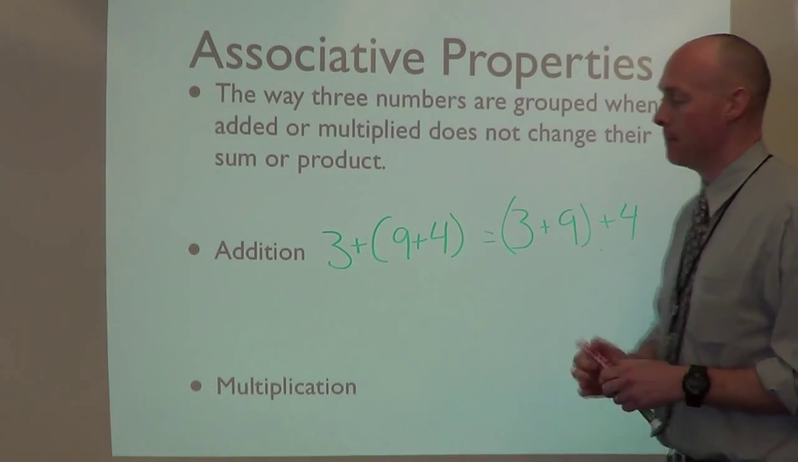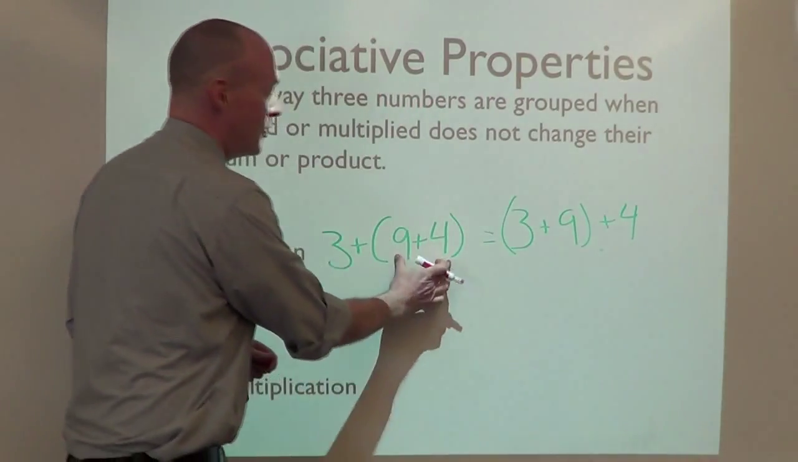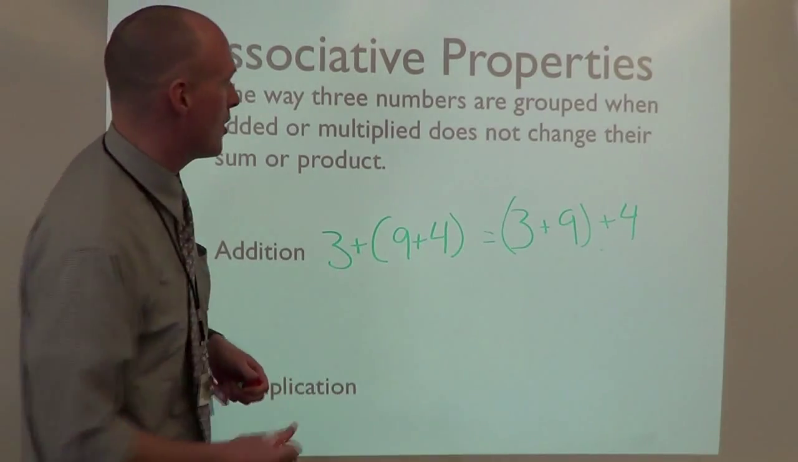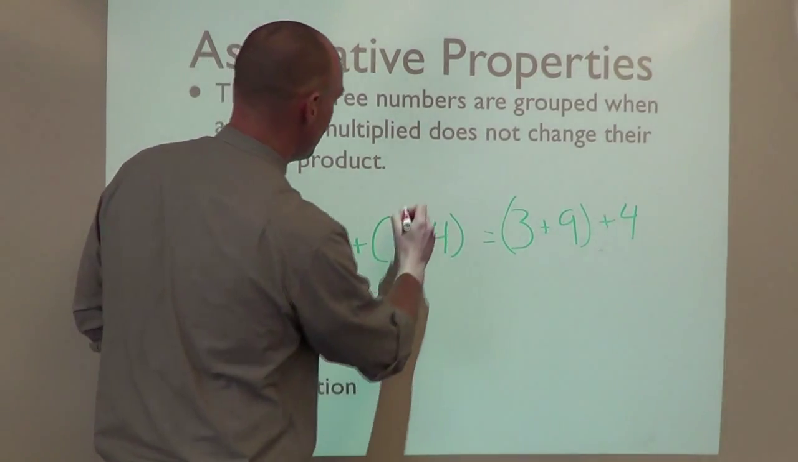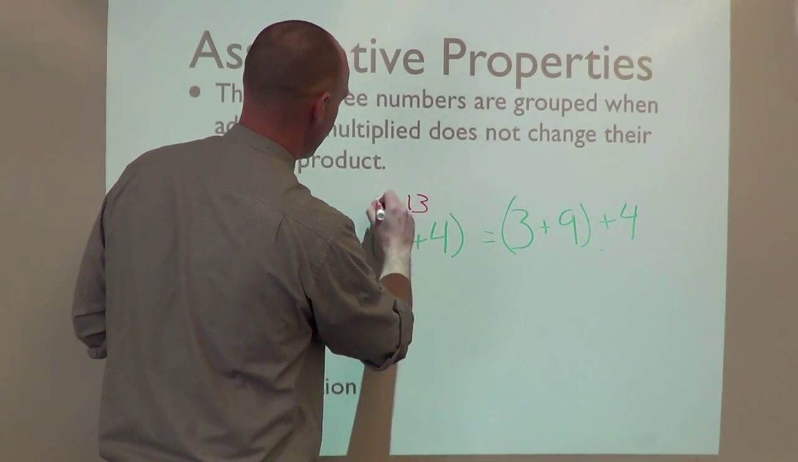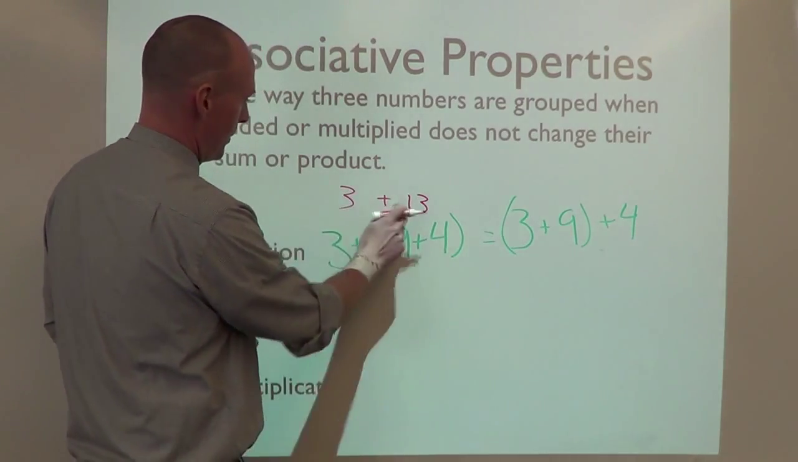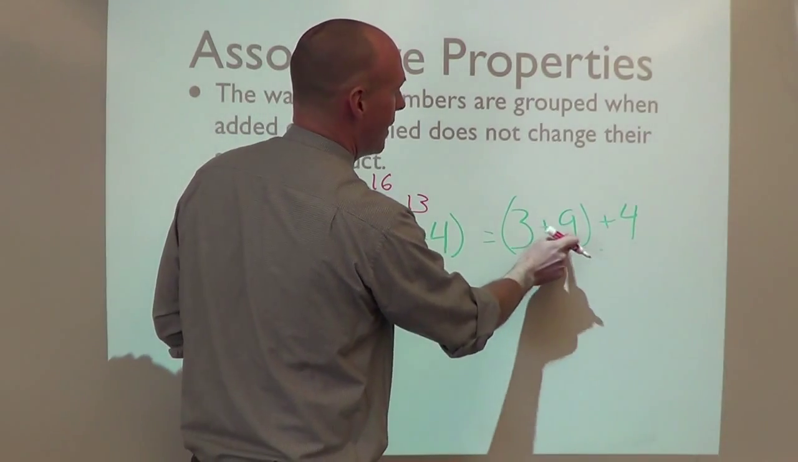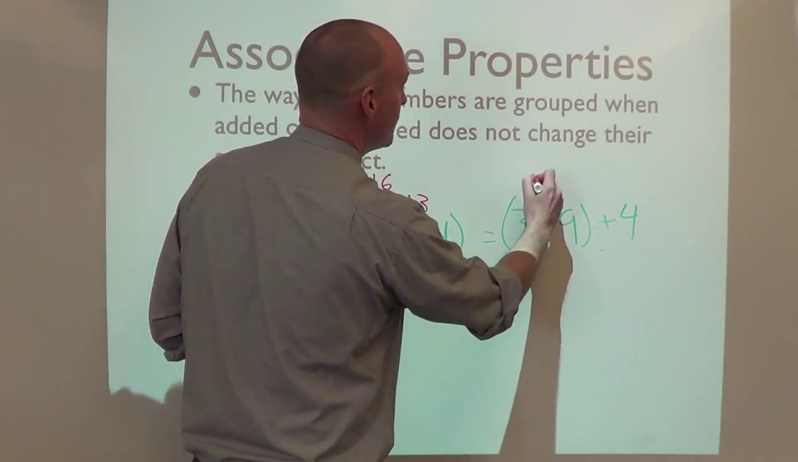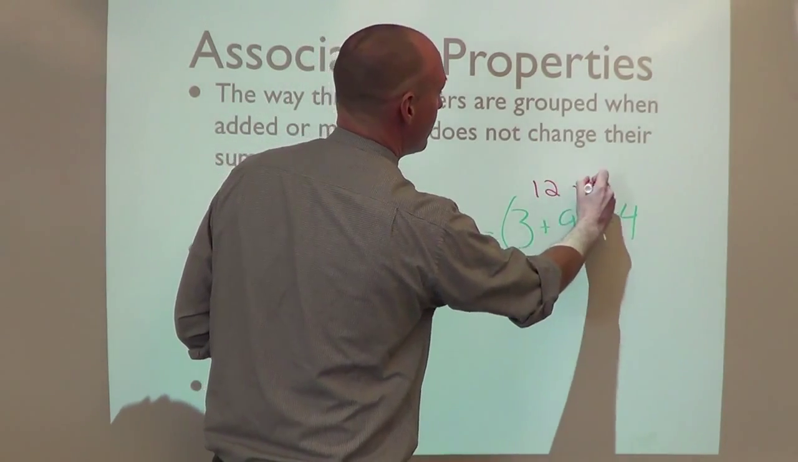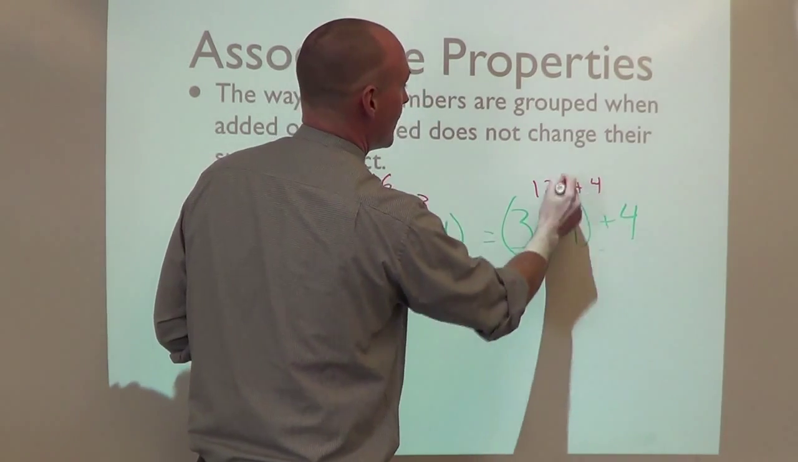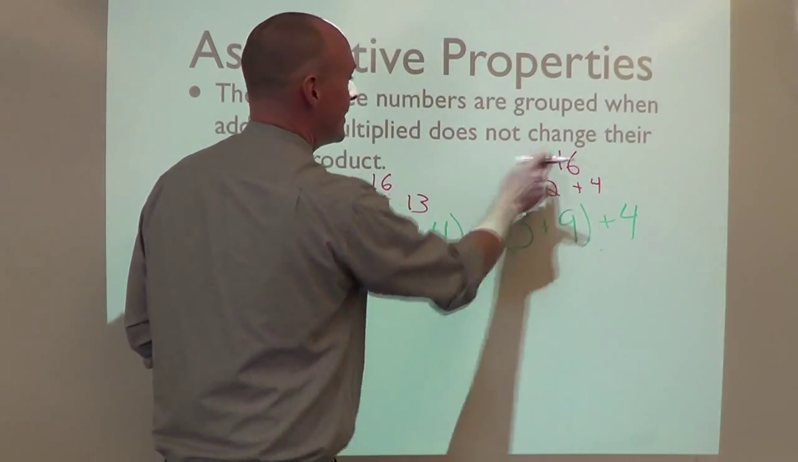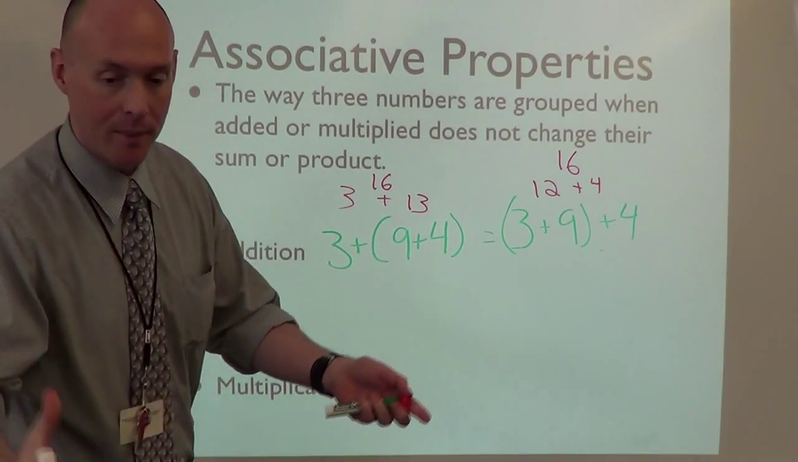Let's prove it. Again, do parentheses first according to our order of operations. 9 plus 4 is 13 plus 3. 3 plus 13 is 16. 3 plus 9 is 12 plus 4. 12 plus 4 is 16. Again, 16 equals 16. We're good.